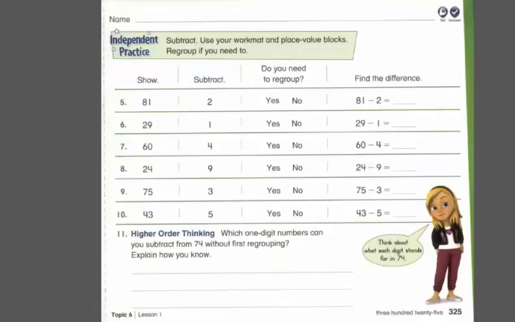page. Page 325. One more time. Look at the ones. How many in the ones here? 1. How many in the ones here? 2. So is 1 greater than 2? No, 1 is lesser than 2. So what will you do? I will do regrouping.